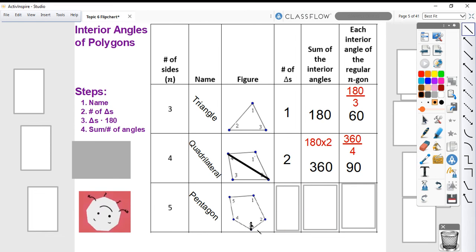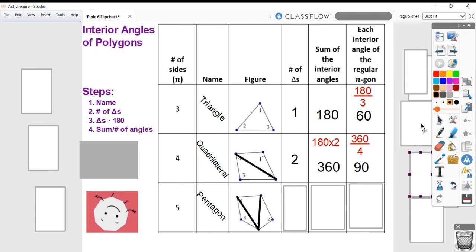Try it again over here. We connect that one, and we connect that one. Once again, 1, 2, 3 triangles. Every single time, a pentagon can be split into 3 triangles.